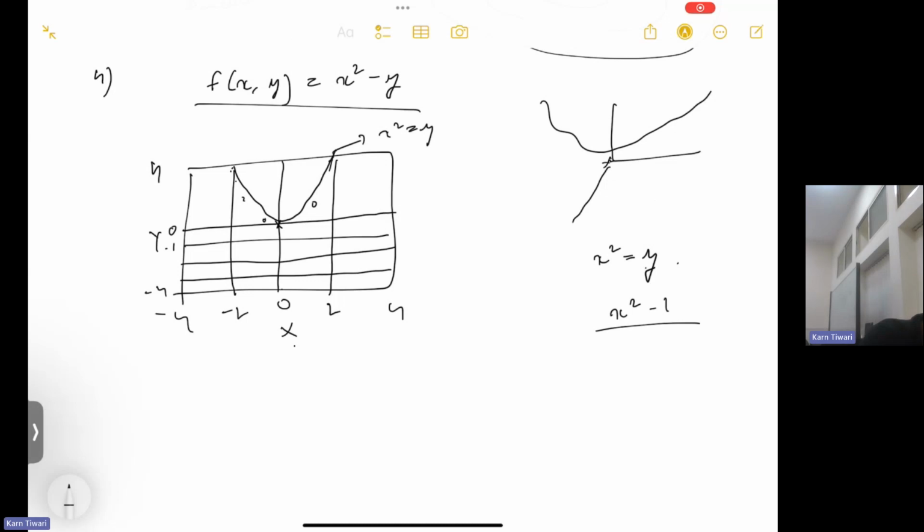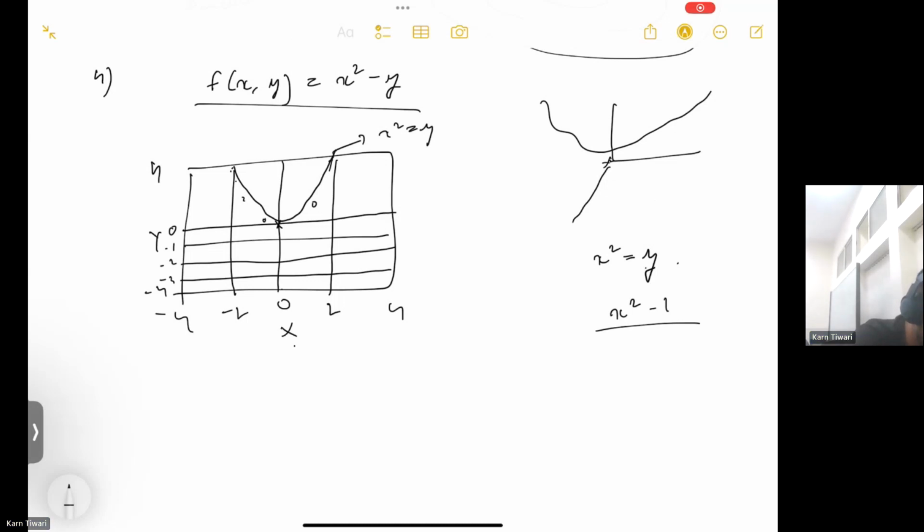This is -1, -2, -3. If I am keeping y as a -1, then this is a y square. This is just a shifter. Just keep y constant and just see how the value will be getting. If y is my constant, and I need to have a constant value, x square -1.